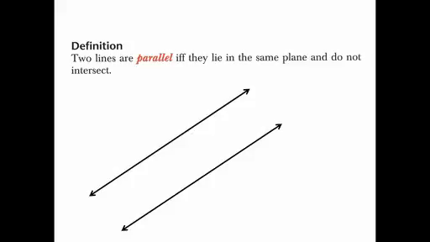If you remember, this was the definition we've been using for a while of parallel lines. Two lines are parallel if and only if they lie in the same plane and do not intersect. Pretty straightforward definition. I think we've got that down already.